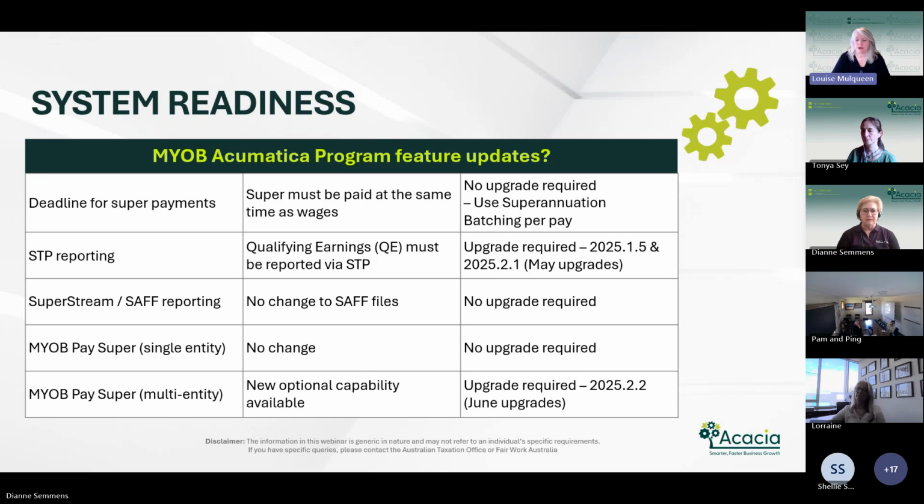At the moment, it only handles a single entity, which for those of you who are using it are in that scenario. For clients who are running multi-entity, multi-ABNs in the one tenant, we've never had the functionality of being able to do that via Pay Super, but it is coming. So in version 25.2.2, we expect that that's going to come sometime after the June upgrades.